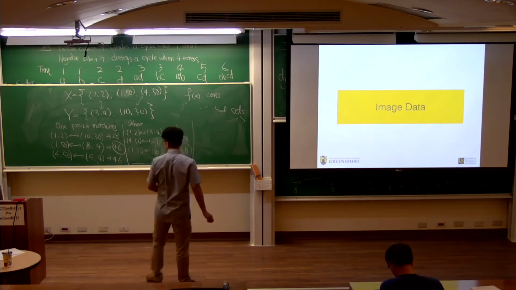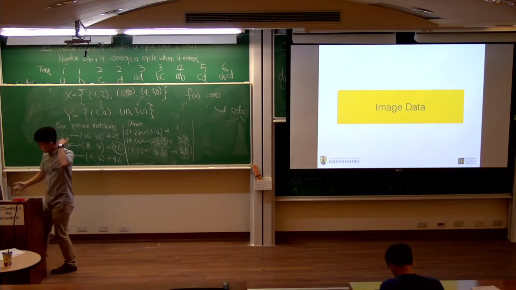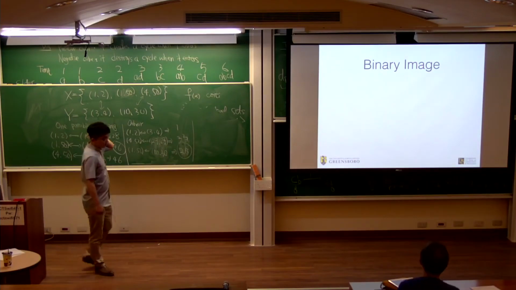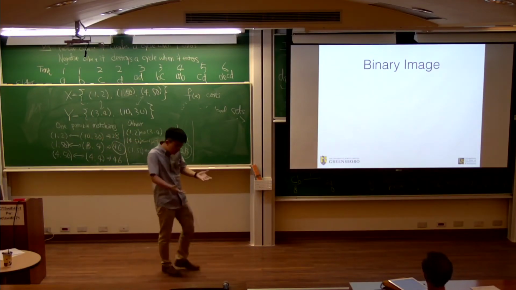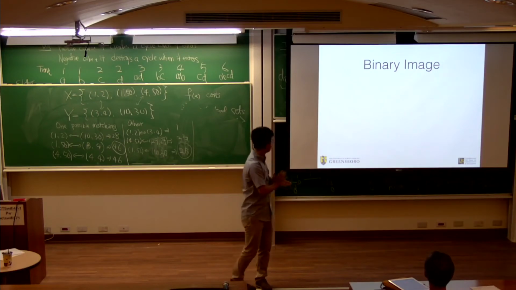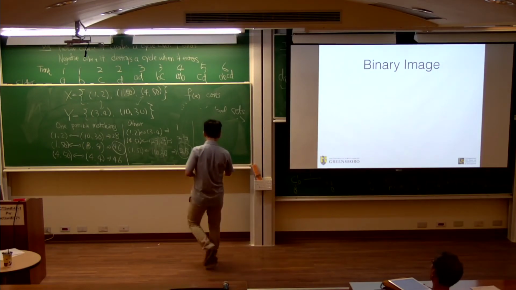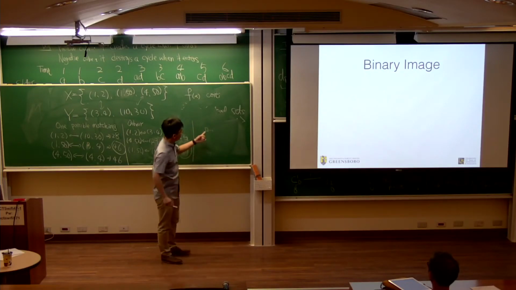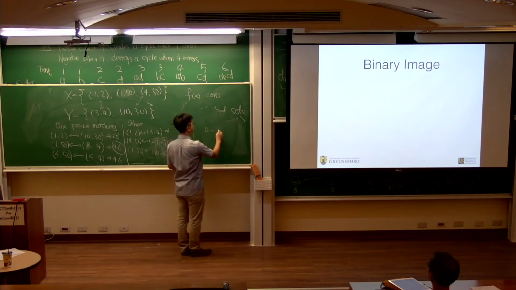All right, so image data. This is what I'm interested in the most. Image data consists of a lot of pixels. So a pixel is just a point. Then you can think about a pixel in cubical homology as a unit square.